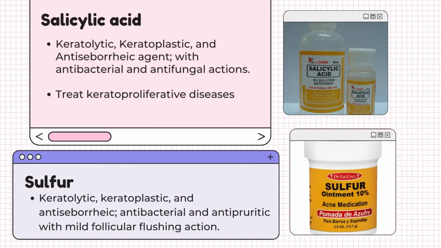Salicylic acid is a keratolytic, keratoplastic, and anti-seborrheic agent that has antibacterial and antifungal action. Salicylic acid is used extensively in veterinary dermatology to treat many keratoproliferative diseases. The next agent is sulfur. It is a keratolytic, keratoplastic, and anti-seborrheic agent as well. It is also an antibacterial and antipruritic and has a mild follicle flushing action.